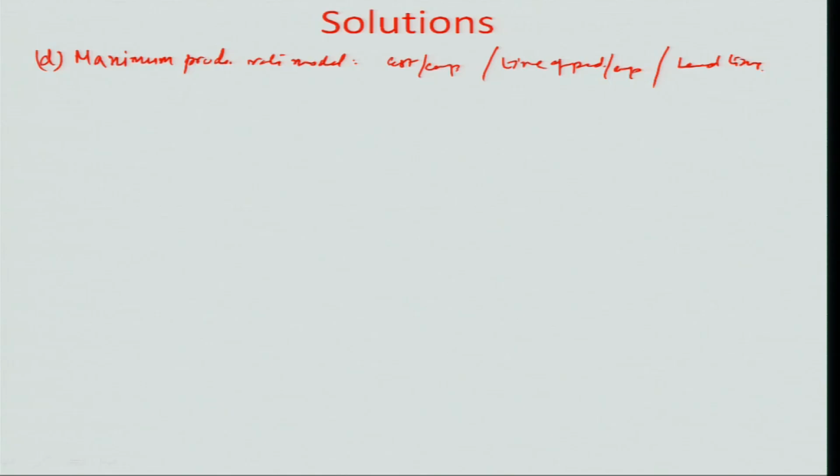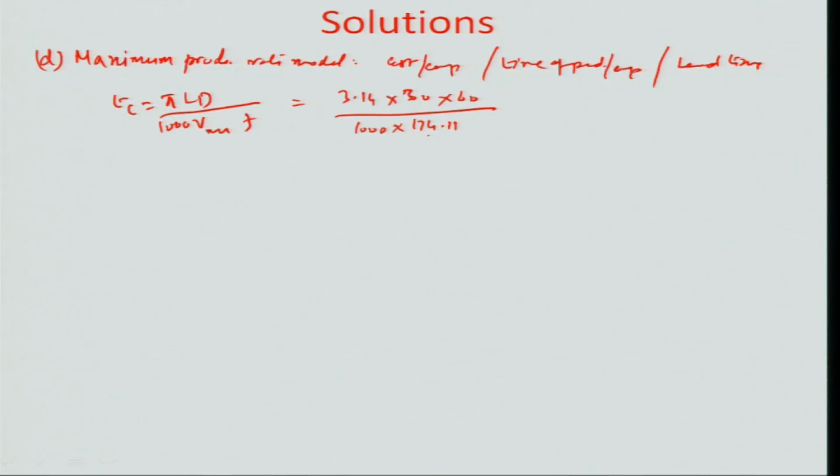In this particular case, obviously we want to consider a cutting time Tc by substituting the value of V to be V max as derived in the earlier equation. This is 3.14 times 300 times 60 divided by 1000 times 174.11. Remember, this is the maximum velocity condition corresponding to the maximum production rate, the optimum velocity, times 0.20, which is the feed here, and this comes out to be 1.623 minutes. So that's how small it is.